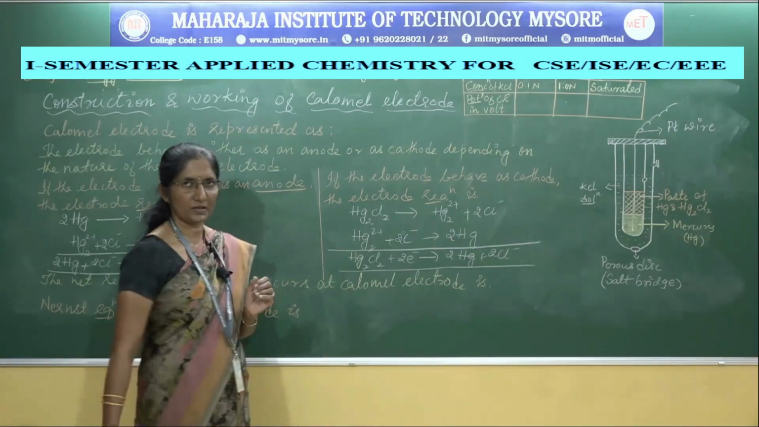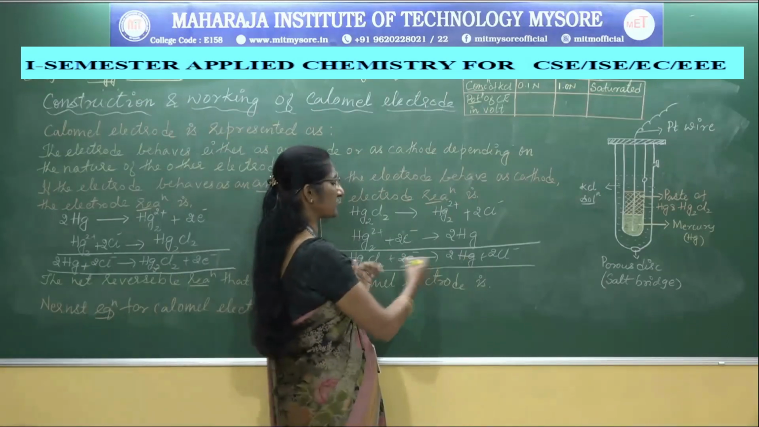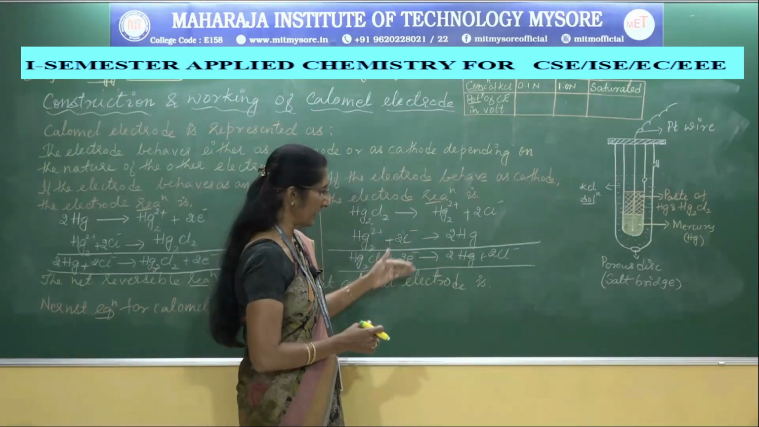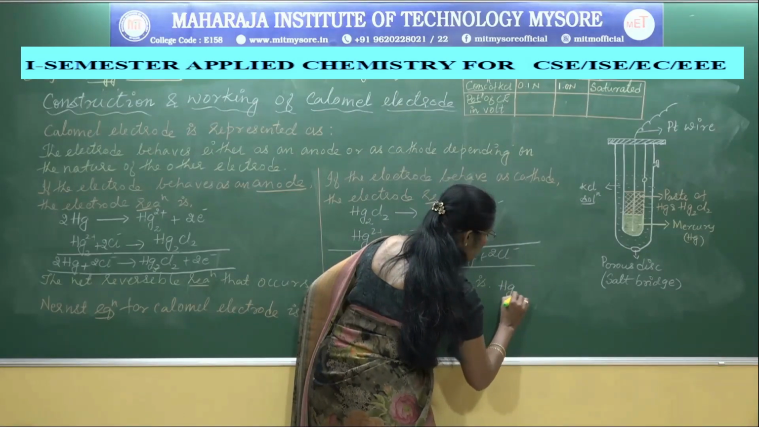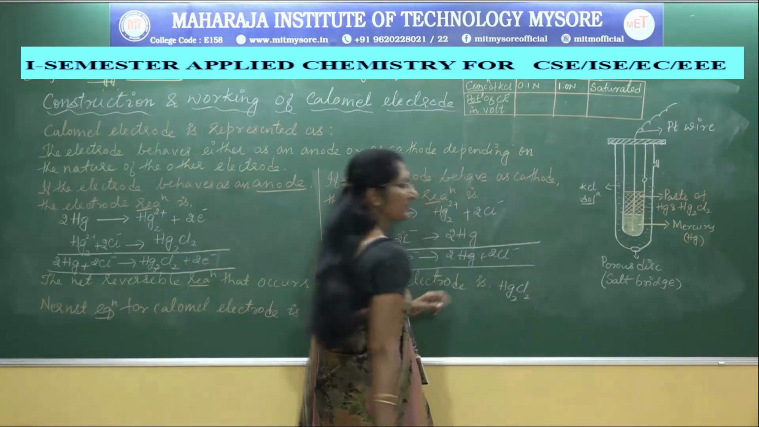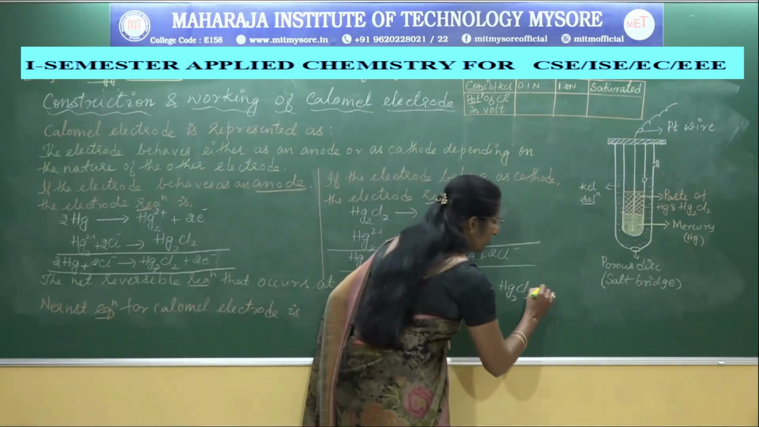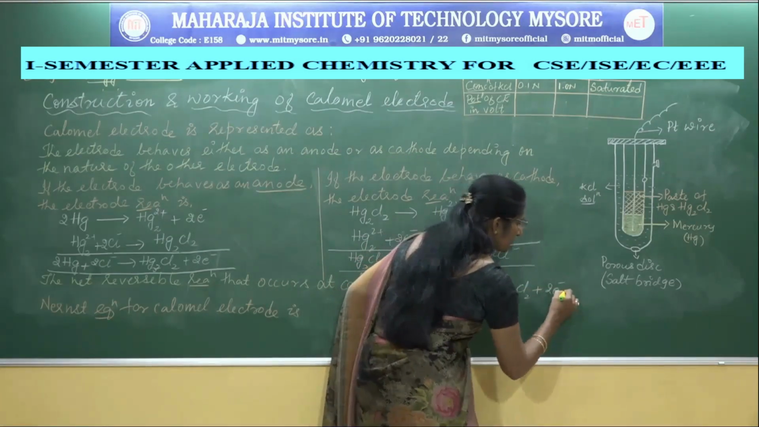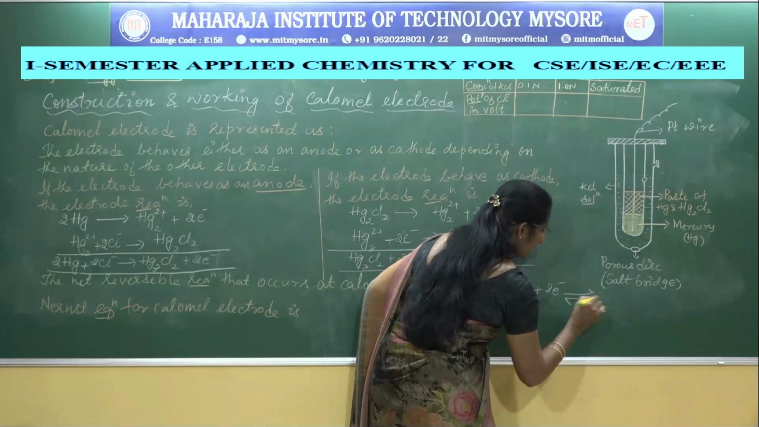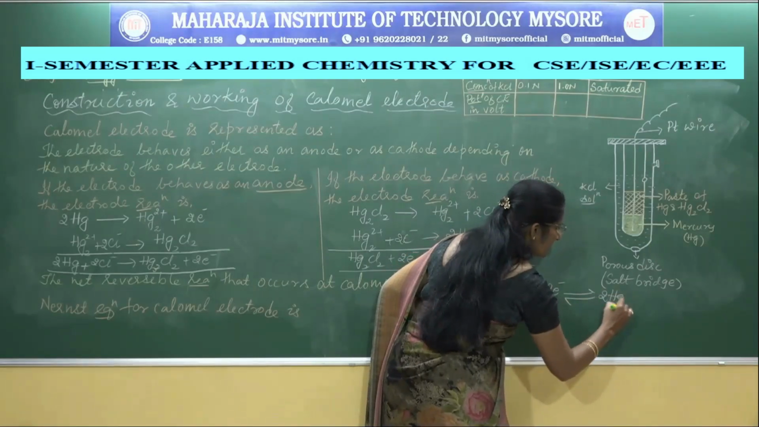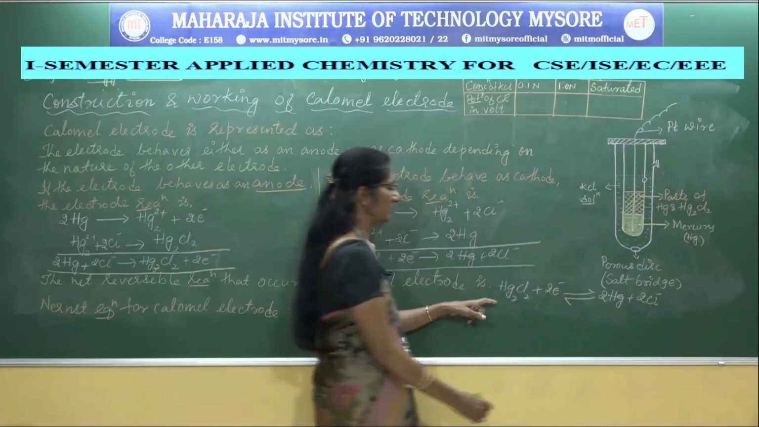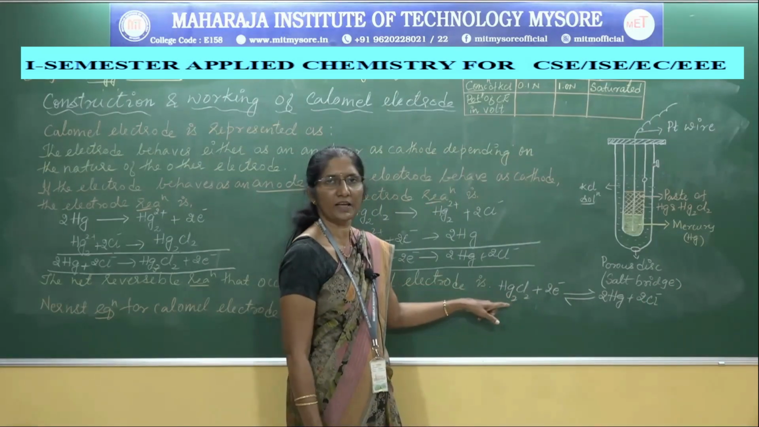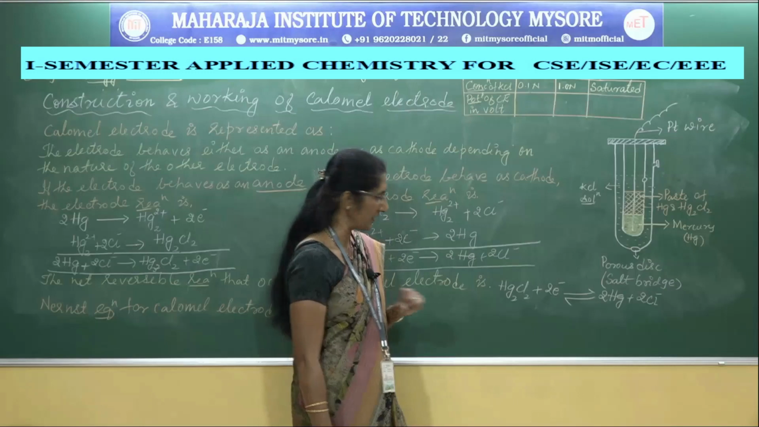Next, what is the net reversible reaction that occurs at the calomel electrode? These two reactions are reversible. So, therefore, the net reaction taking place in a calomel electrode is represented like this: Hg2Cl2, that is mercurous chloride, plus 2 electrons, reversible sign, 2Hg plus 2Cl minus. Observe that this is the net reversible reaction that takes place in a calomel electrode.